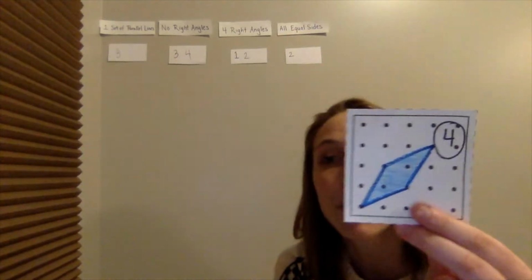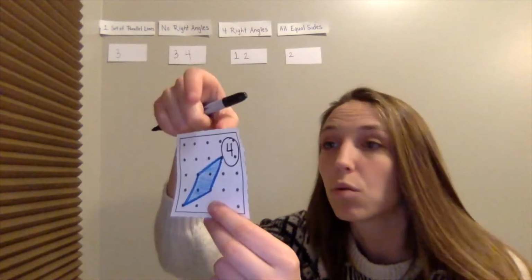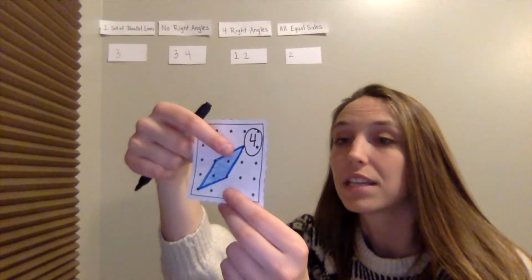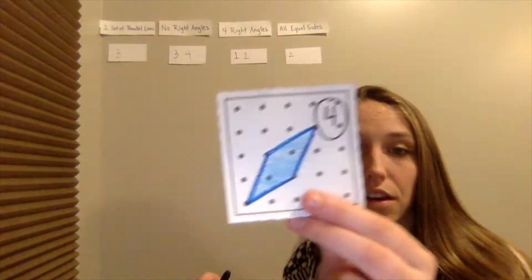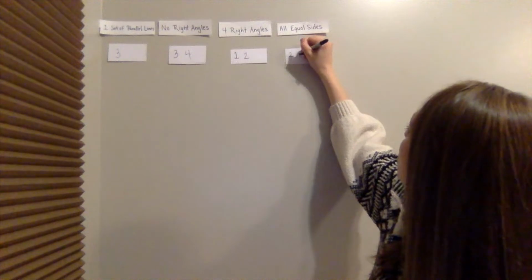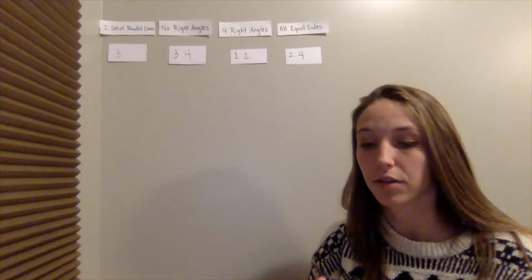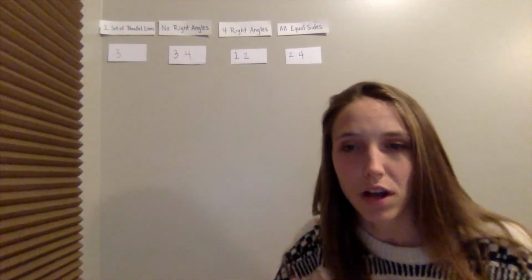But my rhombus also has 4 equal sides. All of its sides are equal length, if you look at it. So it would also go right up here. Okay, that was our quadrilateral sort.